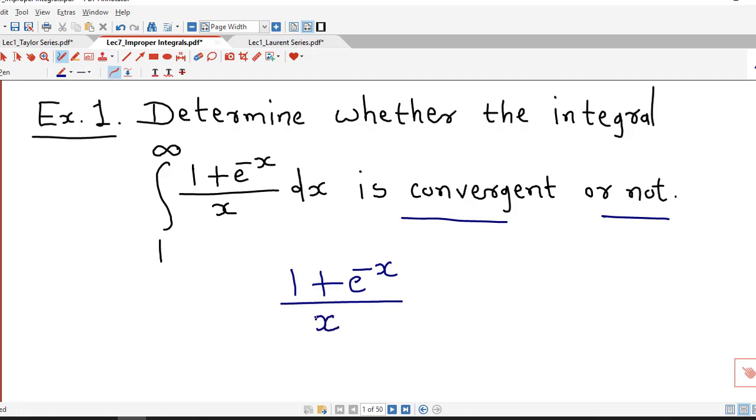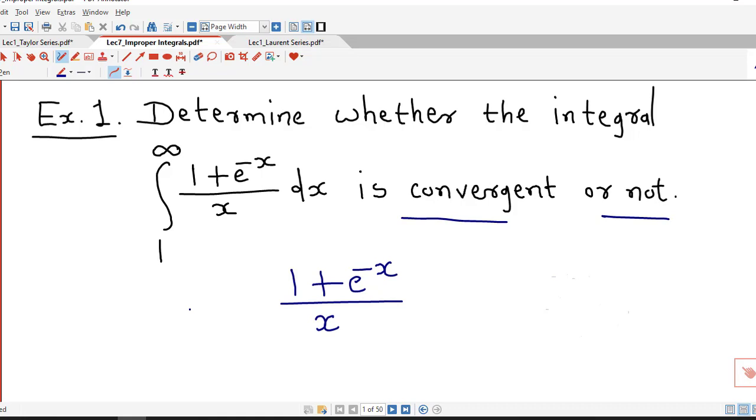So we have to just check the convergence of this integral. We don't have to evaluate or find the value of the integral. And if you observe, it is not easy to find the integral of e raised to minus x by x dx. So we can try applying the comparison test to check the convergence of this improper integral.